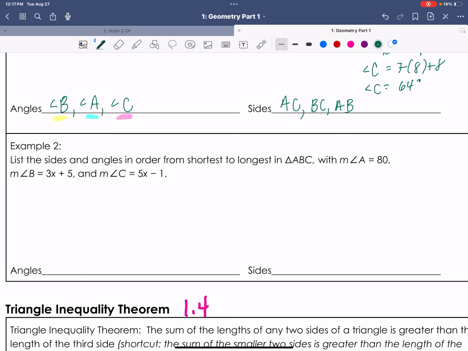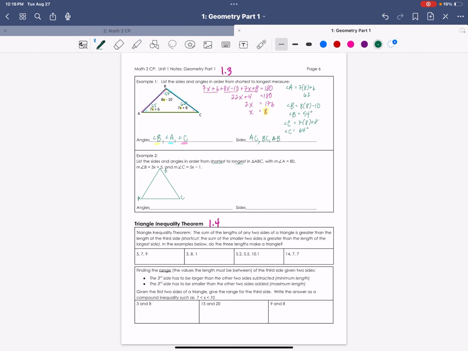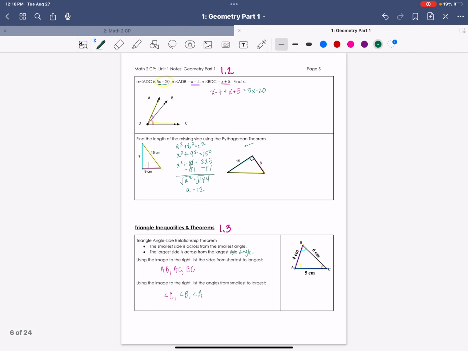So I would draw a triangle. That's a horrible triangle. Let's use a straight edge. Bam, look at that, it's beautiful. All right, so I would label it A, B, C. Go ahead, label your angles, find the measure of each angle, and then determine the angles from shortest to longest and the sides from shortest to longest. And that is how you do triangle inequality and the theorems.